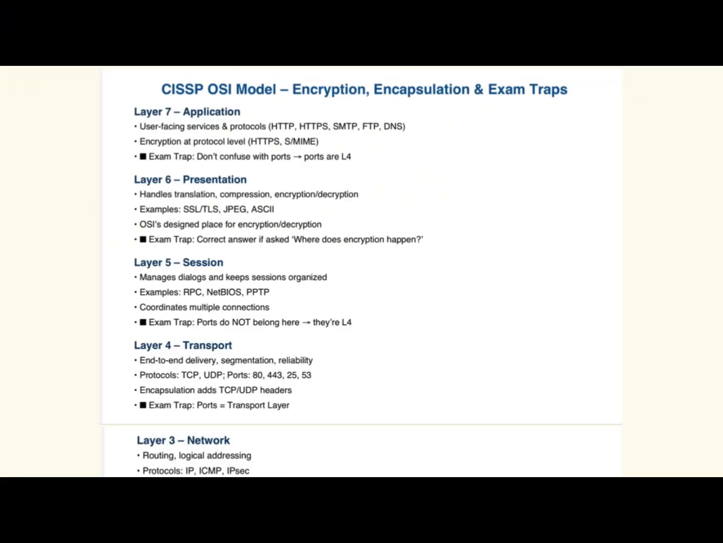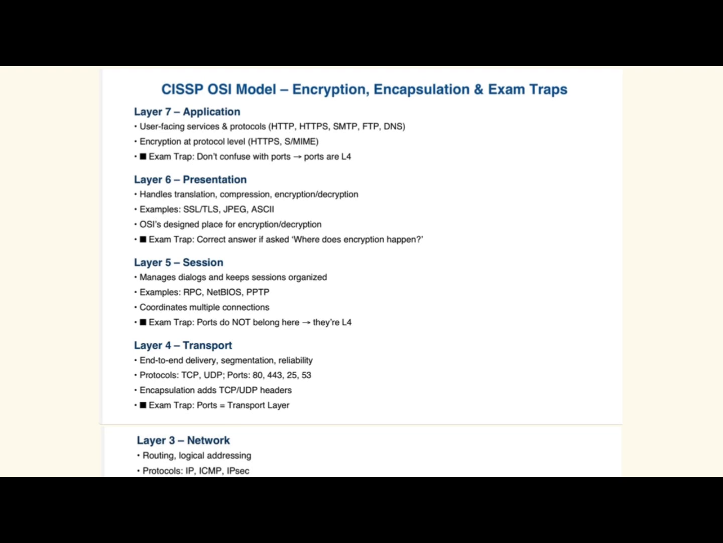In this session, we will discuss the OSI model, encryption, encapsulation, and some exam traps. So, OSI model, we all know about this OSI model, how important is that? So, we will go through one by one. We will start from the top layer, layer 7, application layer. So it is user-facing services and protocols: HTTP, HTTPS, SMTP, FTP, DNS.